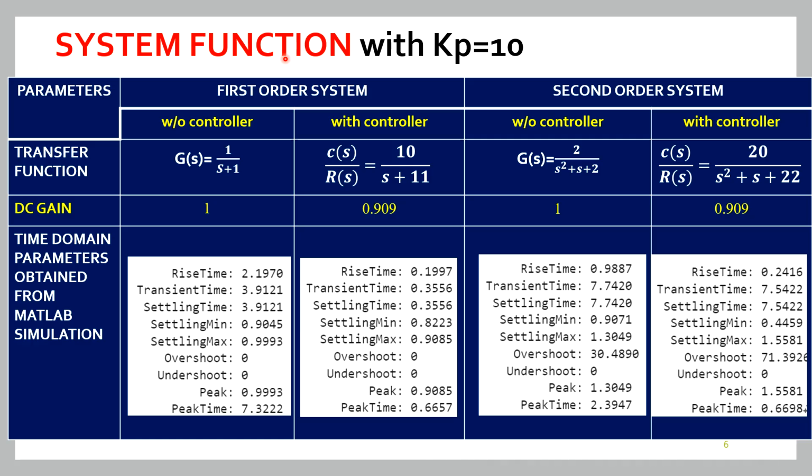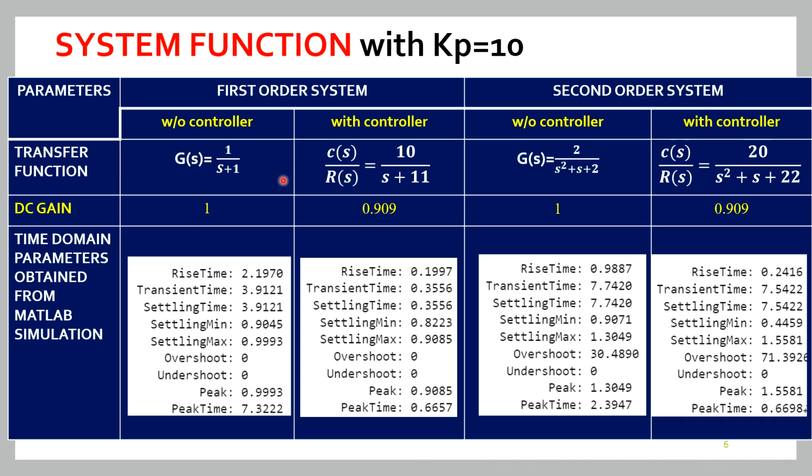Now let us compare all the concepts we have discussed in a tabular form. This is the first transfer function without the controller. Now I'm going to add a Kp controller of gain value 10, so my transfer function has changed to 10 divided by s plus 11. Similarly, this is for the second order system without a controller that I have assumed. Now with the controller of value 10, the equation has been modified with negative feedback, that is G(s) divided by 1 plus G(s)H(s).